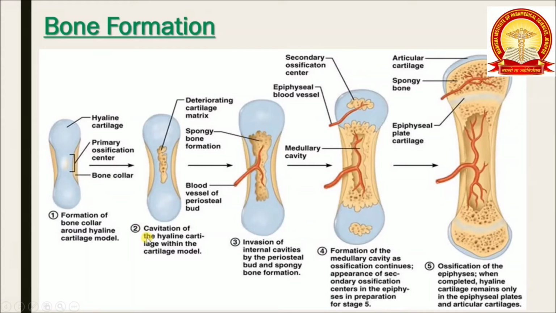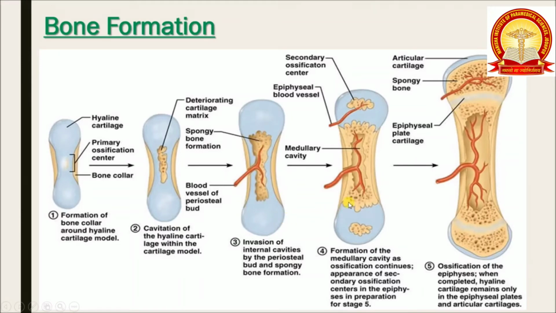And stage 2, starting cavitation. Cavitation of the hyaline cartilage within the cartilage model. This is the cavitation. This is a deteriorating cartilage matrix. And stage 3, present hyaline cartilage, maybe also the cartilage matrix, and adding blood vessel of periosteal bud, maybe nutrient arteries, adding in a third stage.